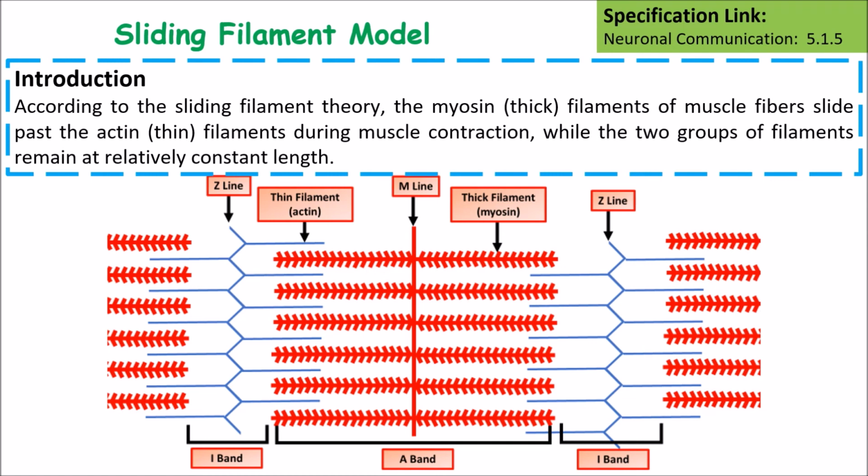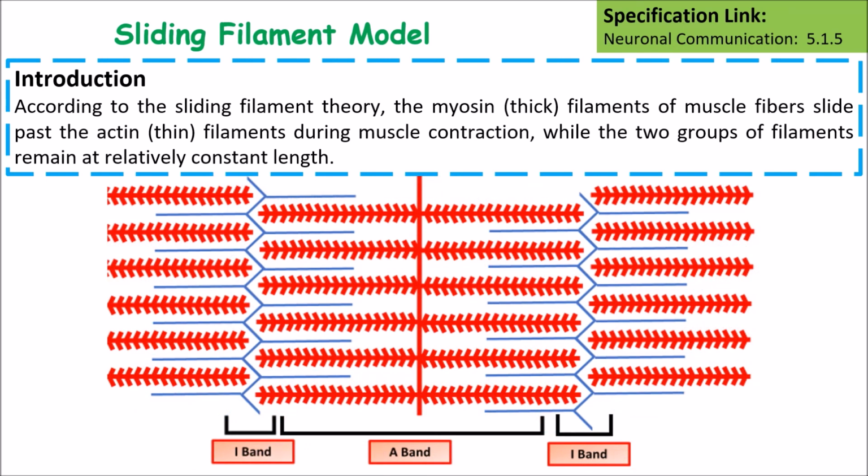So we've got the myosin filaments, we've got the actin filaments, there's a part called the Z line, there's an M line, and there's an I band and an A band. And you can see there that the I band and A band change lengths during contraction.